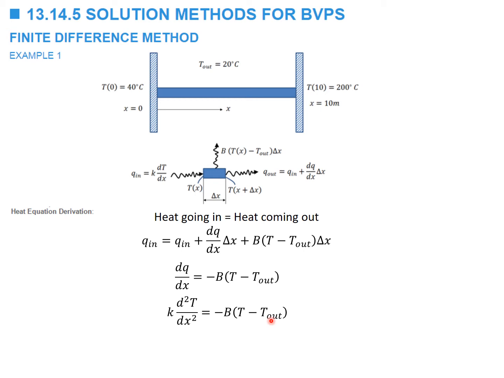Therefore, the equation becomes K multiplied by the second derivative of T with respect to x squared is equal to negative B multiplied by T minus the outside temperature. B is given as 1, and we have a value for K given in the problem. Therefore, when we substitute, we get this differential equation: the second derivative of T is equal to 1 over 10 multiplied by T minus 20. You can see this is a second order differential equation with the boundary conditions given in the problem, that when x is 0, the temperature is 40, and when x is 10, the temperature is 200.